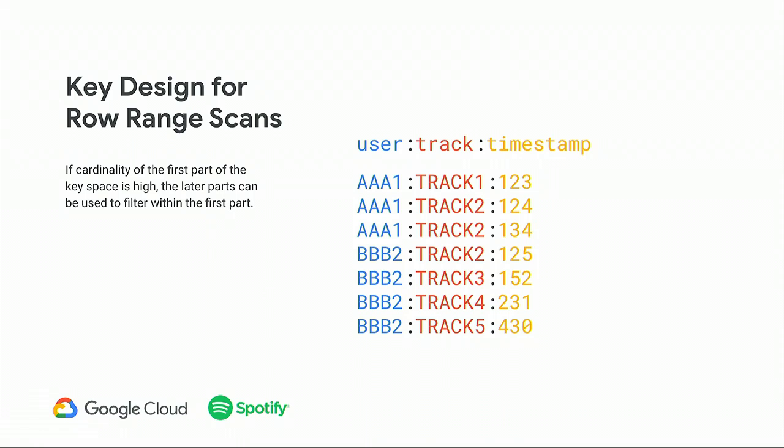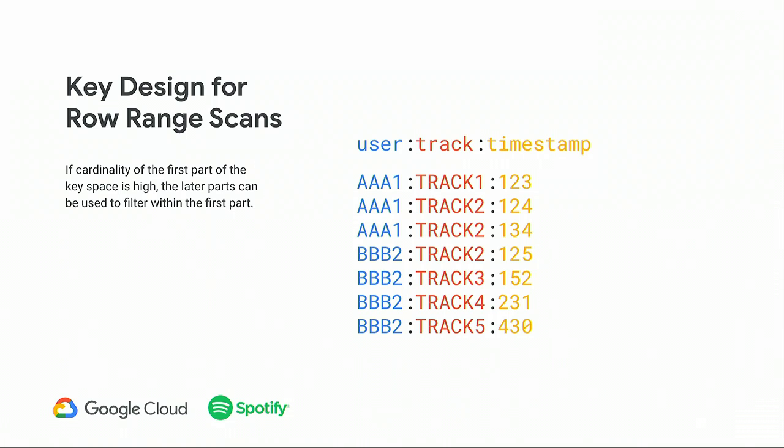Let's talk about one more example here. This is a key design for doing row range scans over data that involves IDs. So this is a real example from Spotify's data. Obviously, AAA1 and BBB2 are not real users. This is all kind of made up, but this is a real task that we have to solve.